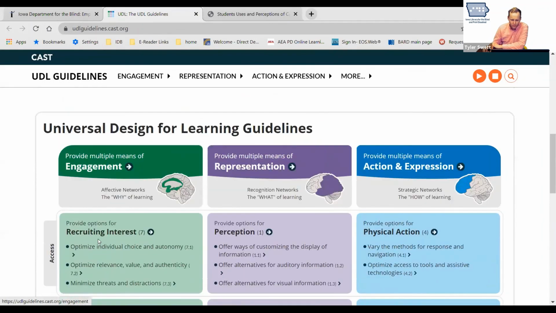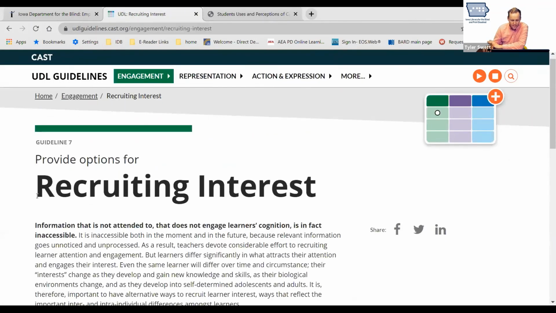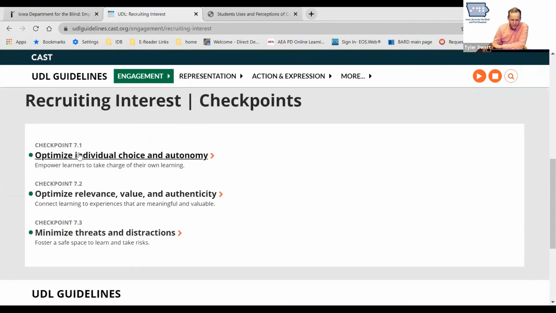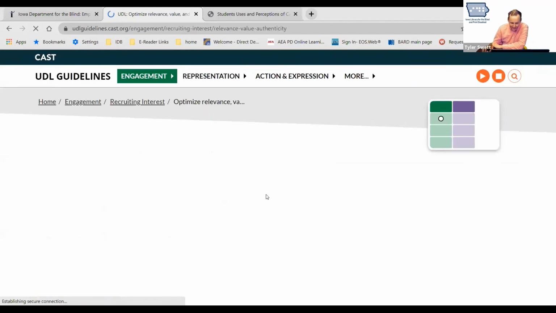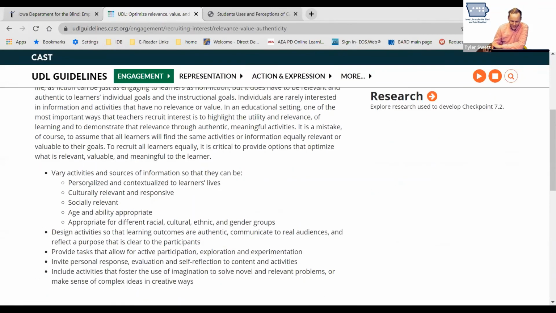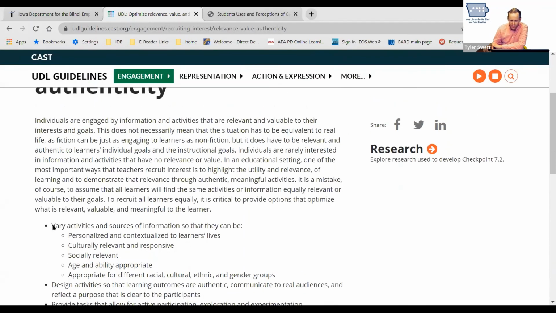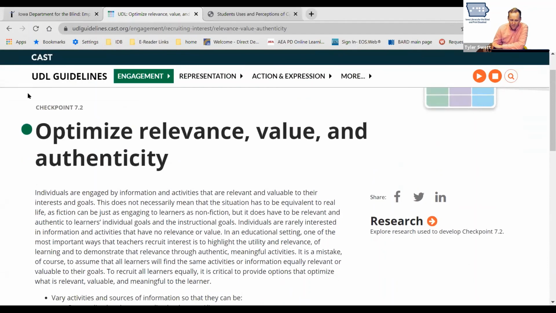So if we go to recruiting interest, I'm going to click on that one. It'll take you to a whole different page that explains what it is and the checkpoints that go along with that. So optimize relevance, value, and authenticity. If you click on that, it'll then give you a whole thing about that, including examples. And I think it just does a really good job of showing off how you can make your classroom fit the UDL guidelines.